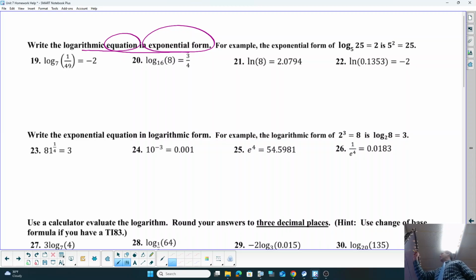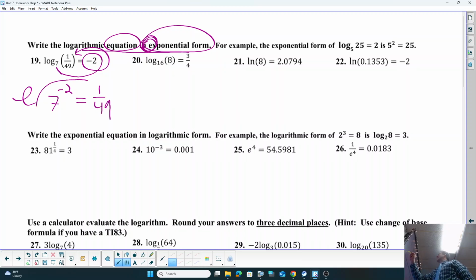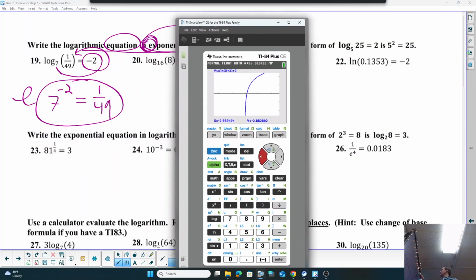So basically you take the base and you make an e for exponential. So you take the base, so base 7 to the negative 2 power equals 1 over 49. And that is a true statement. And that's our answer. That's a true statement, you guys. Because if you plug it into your calculator, that's a true statement.